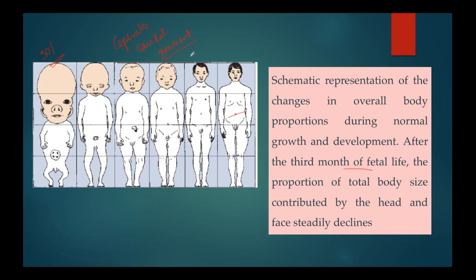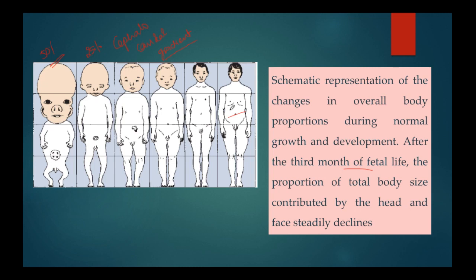As we grow, the proportion of the caudal part goes on increasing and the proportion of the cephalic part goes on decreasing. Now this is the cephalic part and this is the caudal part. As you can see here, we are reduced to about 25%. Here the proportion was 50% and in this picture we have reduced to about 25%. So this gradient is known as the cephalocaudal gradient of growth.